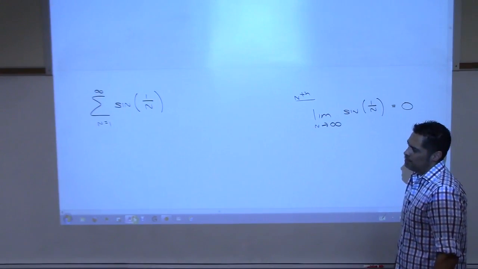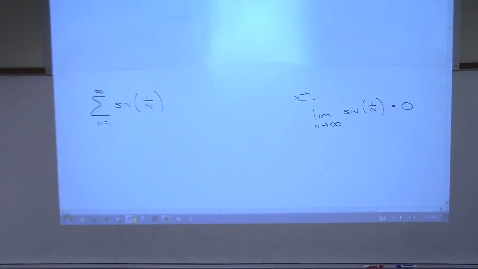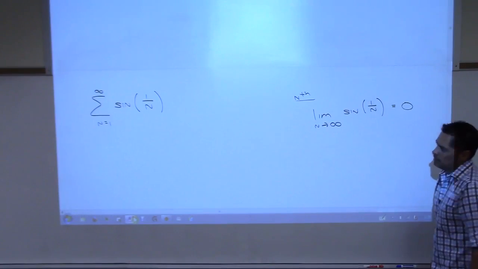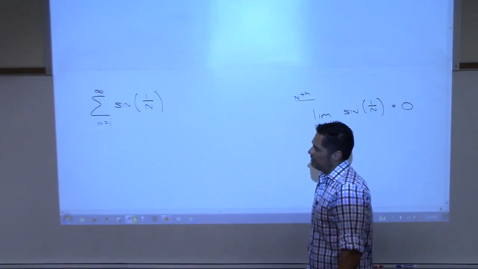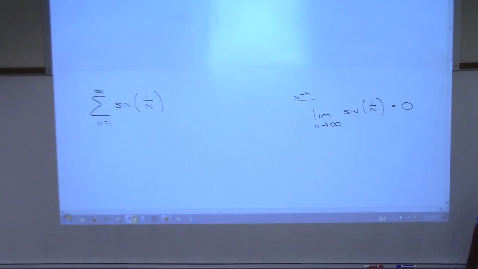Integral test, you feel like integrating that? Could you integrate that? That might be a tough integral because of the 1 over n inside. That'd be a tough integral.